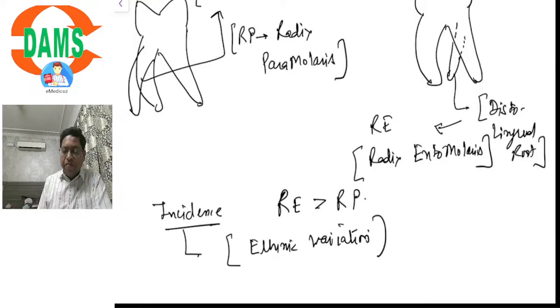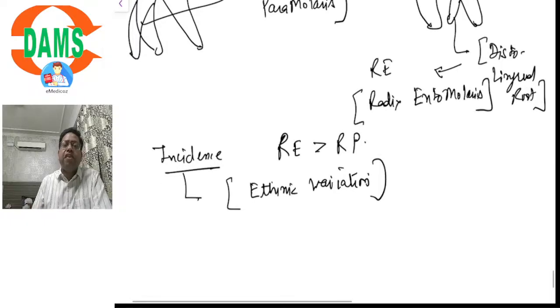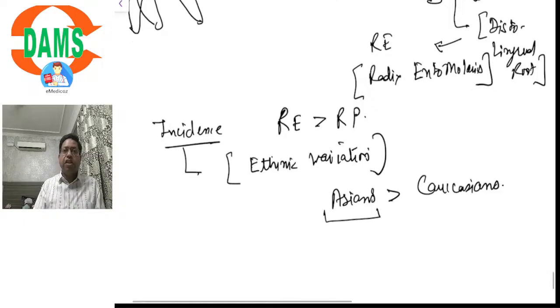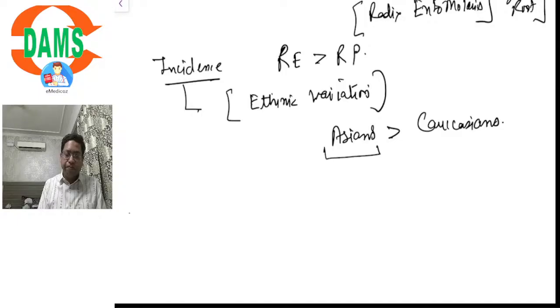Ethnic means human beings belong to different ethnicity. So the incidence of extra root, radix entomolaris and paramolaris, is more in Asians as compared to Caucasians. Who are Caucasians? The whites, the North Americans. Asians, we are Asians. So the incidence of extra root is more in Asians as compared to Caucasians. These are the variations in the number of roots.